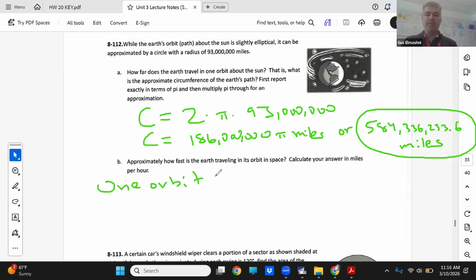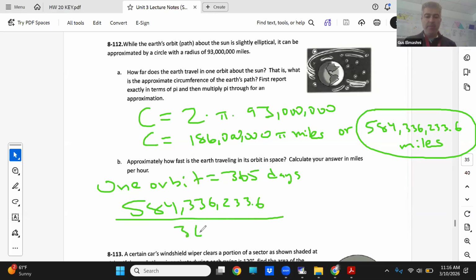So anyway, one orbit. Okay, guys, let's focus. It's 365 days, right? Unless it's a leap year. So it's going to be 584,336,233.6 over 365 days. However, we want miles per hour, not miles per day. Now, for those who are sophomores and you've taken chemistry, you probably know what I'm talking about. You guys did mole conversion, grams conversion. It's kind of the same thing. Yeah, freshmen, you'll do it next year. So how many hours in a day?